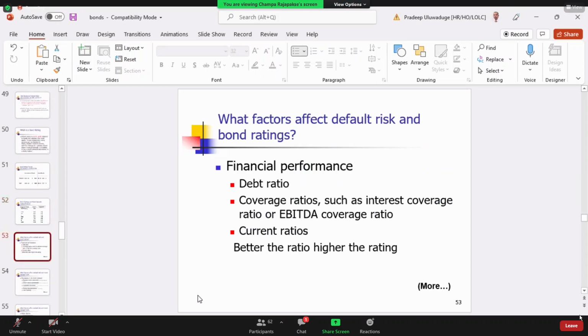Then, what factors affect default risk and bond ratings? First, financial performance.